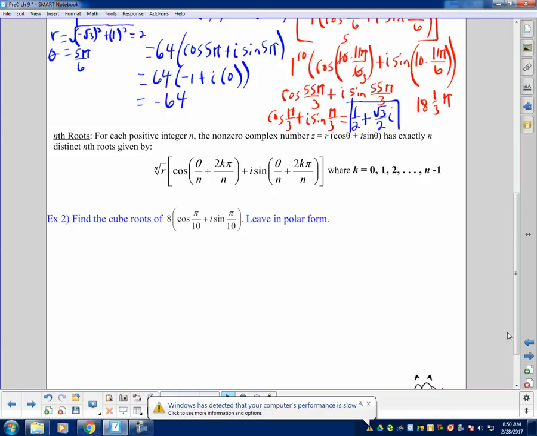All right, so just find the cubed roots of 8 cosine pi over 10 plus i sine pi over 10. Leave in polar form. So we're starting with one that's already in polar form. We're going to leave it in polar form. That tells me that when I come up with the 3 different roots, they probably have angles that are not ones that we know as special right triangle angles, okay? So here's how I would think about this.